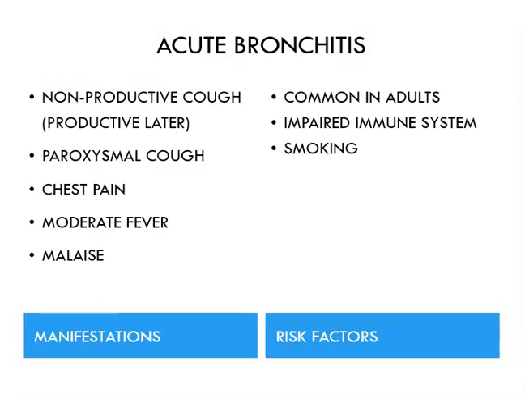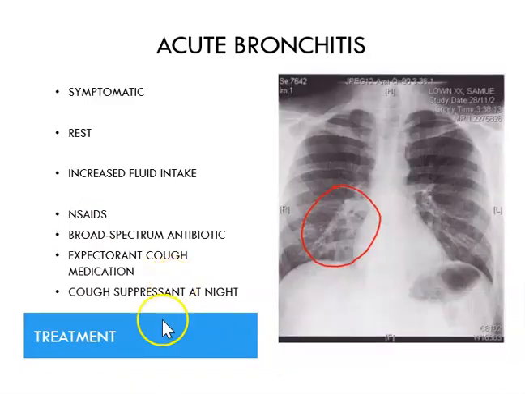Your manifestations: these patients are going to have a non-productive cough in the beginning that will progress to a productive cough. Paroxysmal cough is going to be when it's aggravated by cool, dry, or dusty air, and that's a violent attack, so they just can't stop coughing. Chest pain, they're going to have some chest pain, moderate fever, and malaise. The risk factors for these are really going to be smoking and impaired immune system. And you got to think about your patients that have occupational exposures as well. The chest pain with this is going to be substernal.